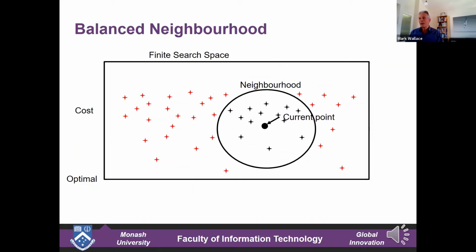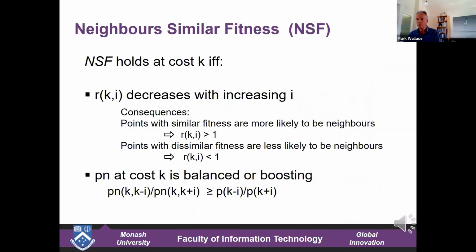And just to illustrate, a balanced neighborhood is one where the density of points in the neighborhood at different levels of fitness is similar to the density of problems with that fitness in the search space as a whole. That's a simple illustration of the same thing.